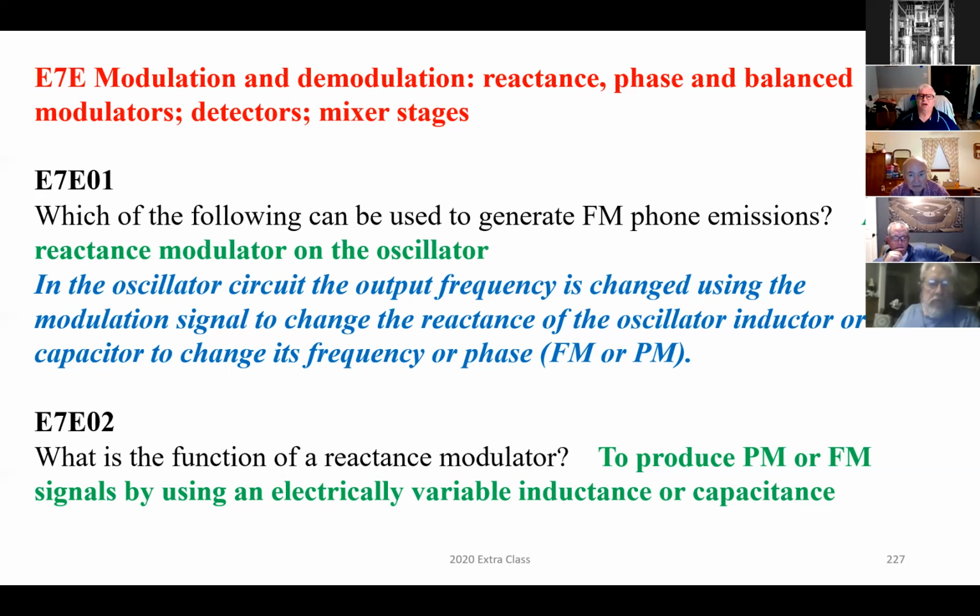Okay, in the oscillator circuit, the output frequency is changed using the modulation signal to change the reactance of the oscillator inductor or capacitor to change its frequency or phase, FM or PM. And that's frequency modulation and phase modulation. Okay. What is the function of a reactance modulator? To produce PM or FM signals by using an electrically variable inductance or capacitance.